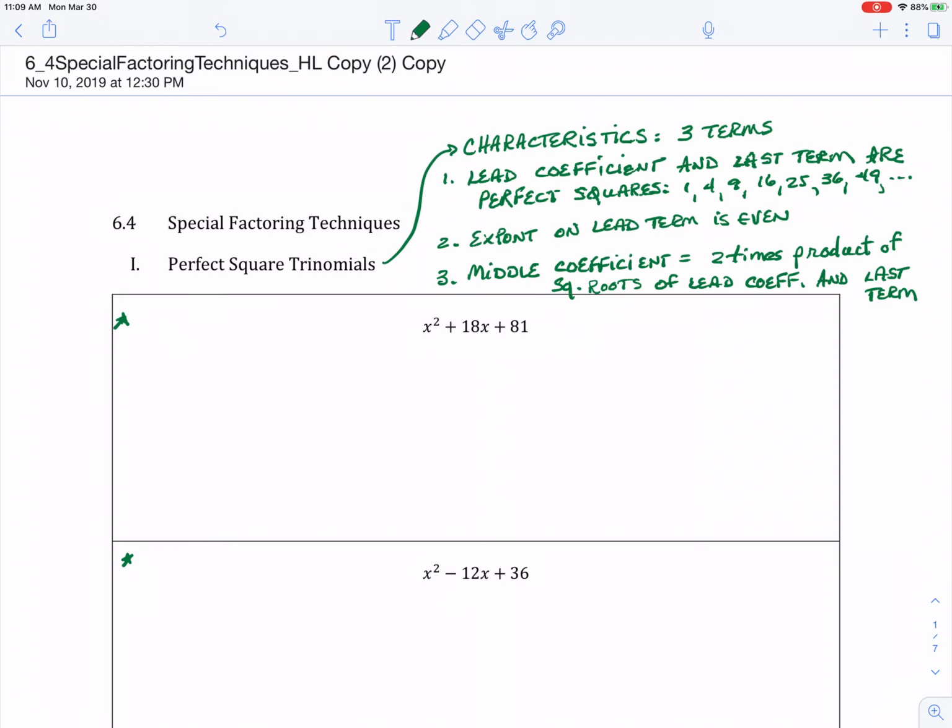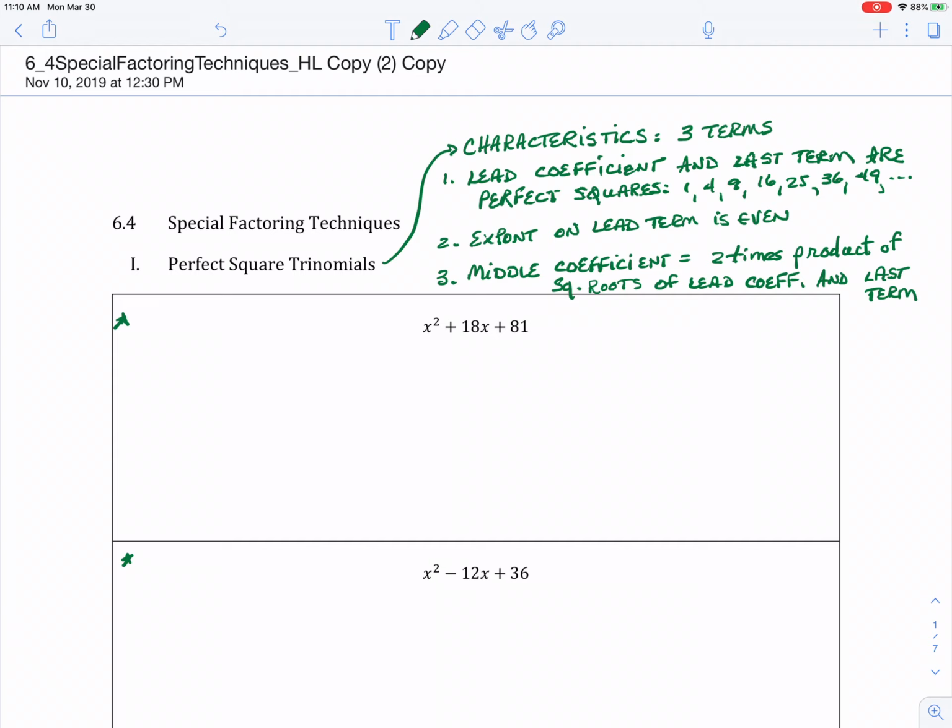This is section 6.4 on factoring special products. There are 4 special products in this section. The first is perfect square trinomials. Then we'll look in another separate video at the difference of 2 squares. And then in a third video, we'll look at the sum of 2 cubes. And finally, we'll look at the difference of 2 cubes.